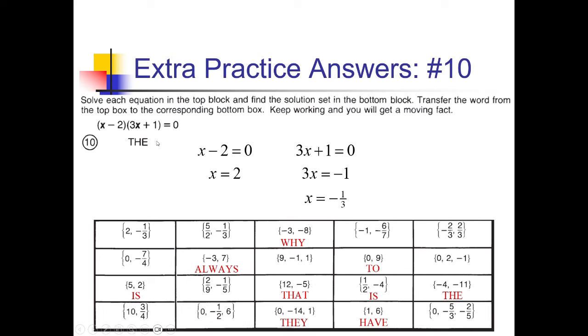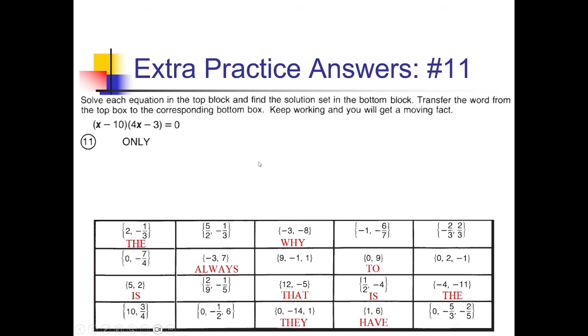So I'm going to put a "the" right there. For number 11, we're going to set x minus 10 and 4x minus 3 both equal to 0. For x minus 10, I just have to add 10 to both sides, so that's x equals 10. For the next one, I have to add 3 and then divide by 4 to get x by itself. So we've got x equals 3/4 there.